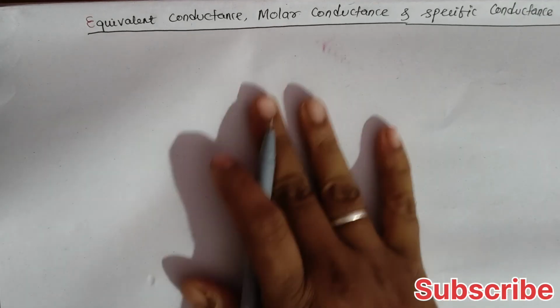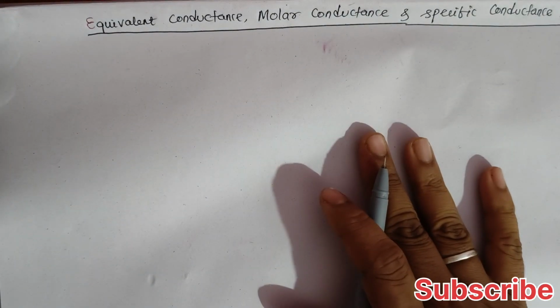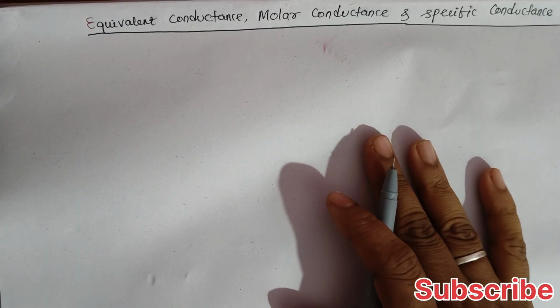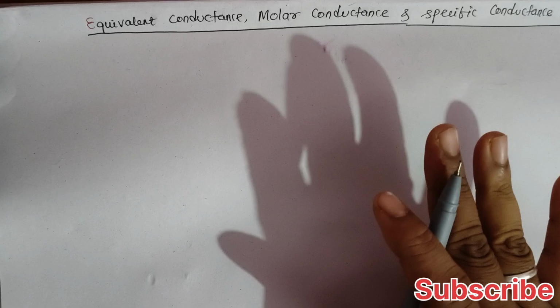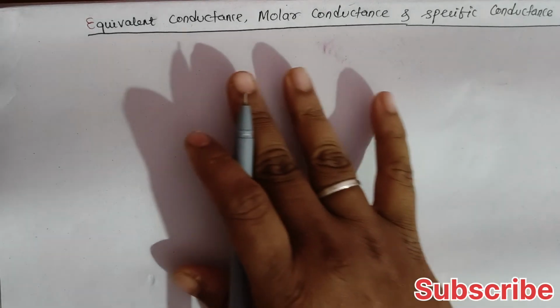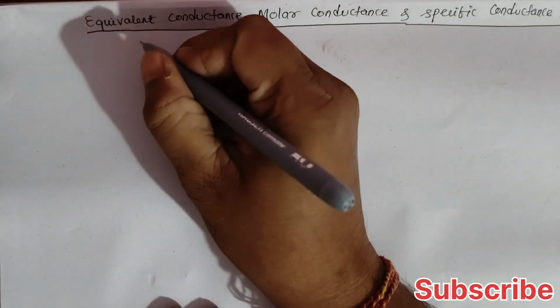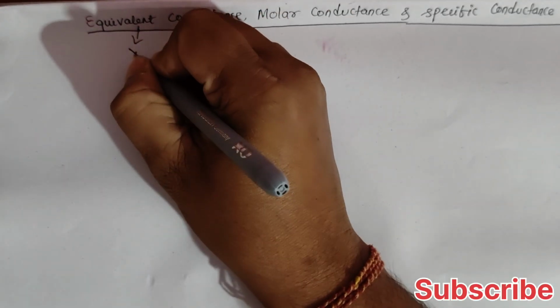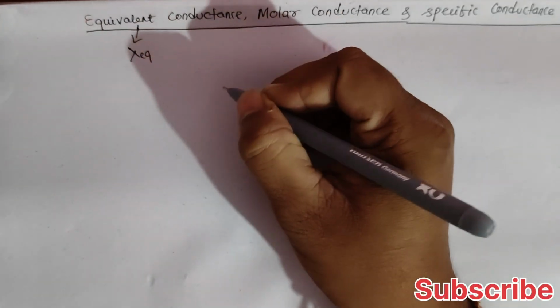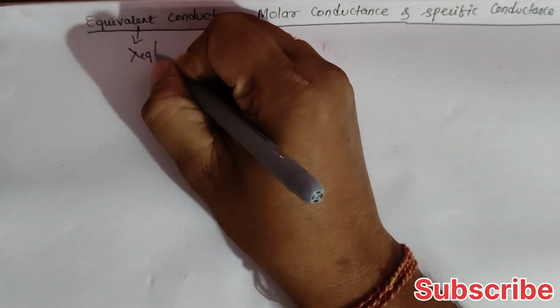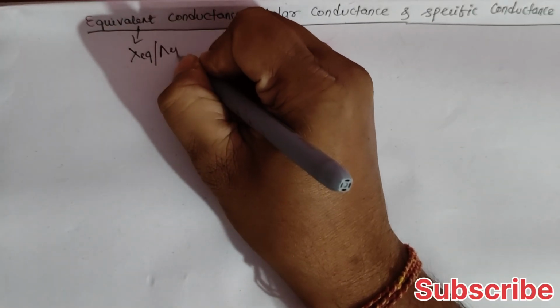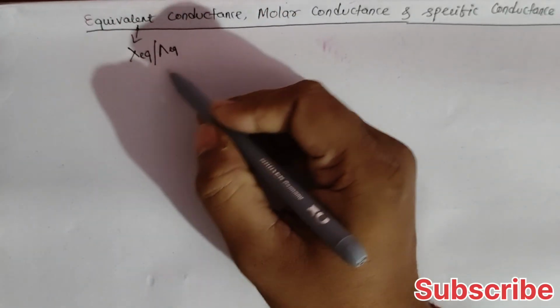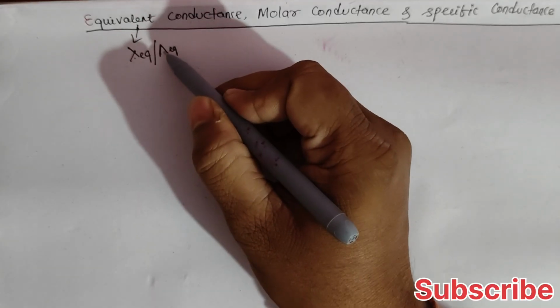Today we will clearly understand what actually equivalent conductance is, what is molar conductance, then specific conductance, and especially their units. First of all, their symbols. Equivalent conductance's symbol is lambda eq. You can write capital lambda eq or small lambda eq. What is the difference between them? This is capital lambda, this is small lambda.